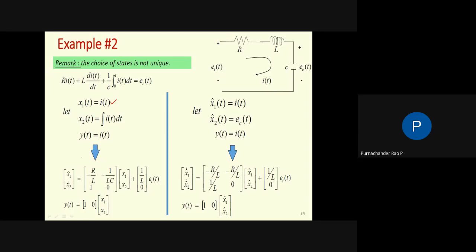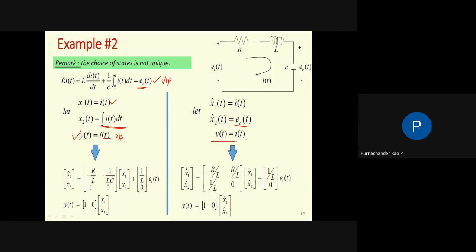Now by using this analysis, you can write up this state model. Here, this is considering the voltage directly, ec(t), and here we are considering the integration of i(t). But your output y(t) is equal to i(t) only. The current through the circuit we are considering as the output, and the applied voltage is your input.